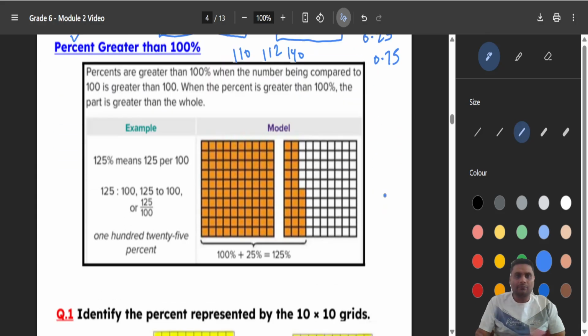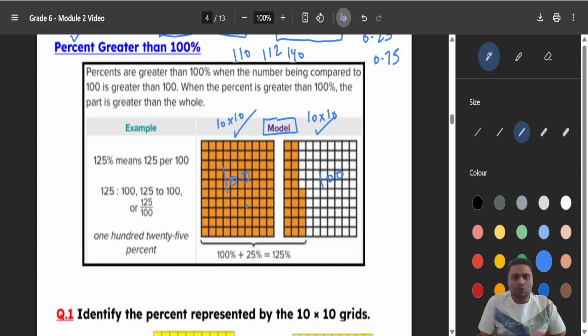Let us see this example. It says percent are greater than 100% when the number being compared to 100 is greater than 100. Very simple. Let us understand it with the help of the grid example here. In this grid, there are two grids, correct? Both the grids are 10 by 10. So I have total 100 boxes here and I have total 100 boxes here.